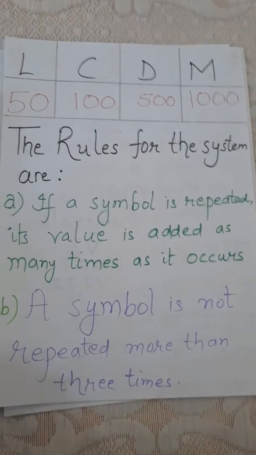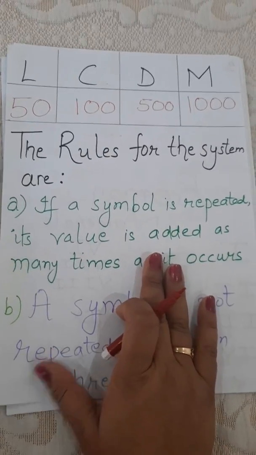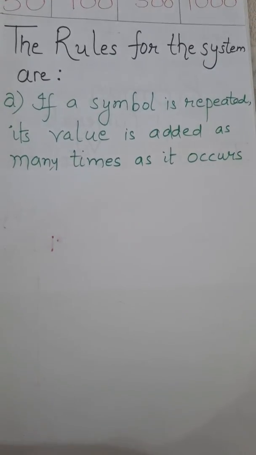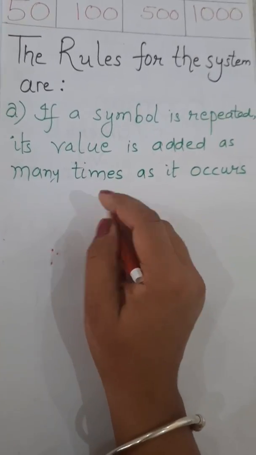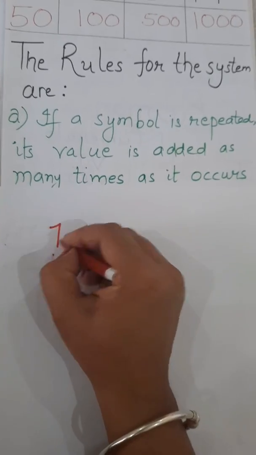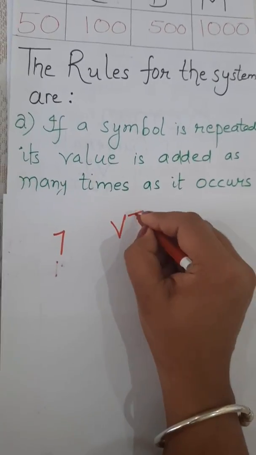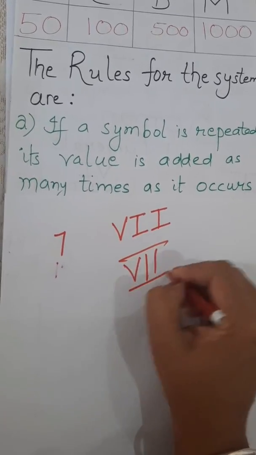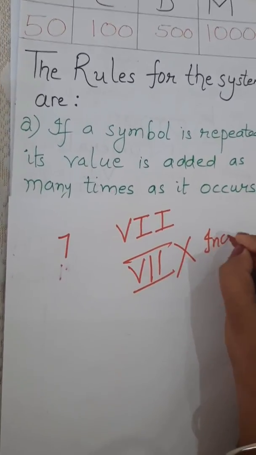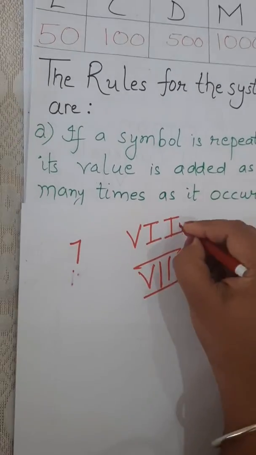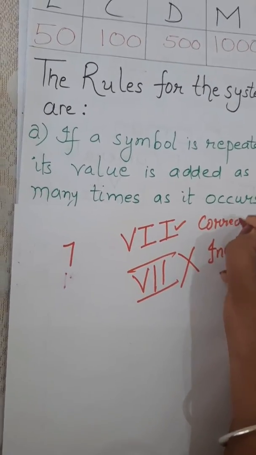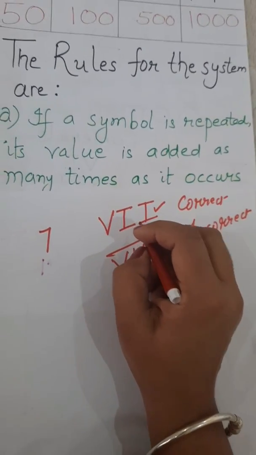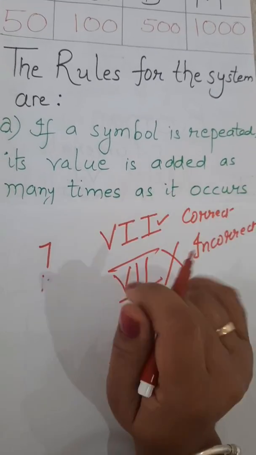So there are some rules for the system which we will discuss in this video. Before discussing the rules, suppose I have to write 7 in Roman numerals, I have to write it like this: V, I. Some people write it differently; this is the incorrect way, and this is the correct way, because we always use capital letters while writing Roman numerals.